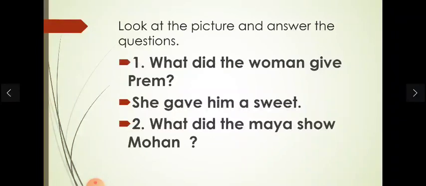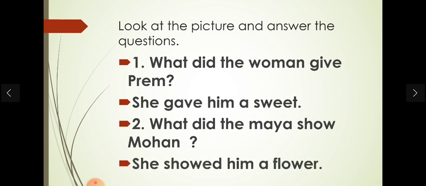Here, the first one is given to you. What did the woman give Prem? She gave him a sweet. You have to write the answers in the past form. So, second is, what did Maya show Mohan? So, the answer is, she showed him a flower. That shows that it is in the past tense.